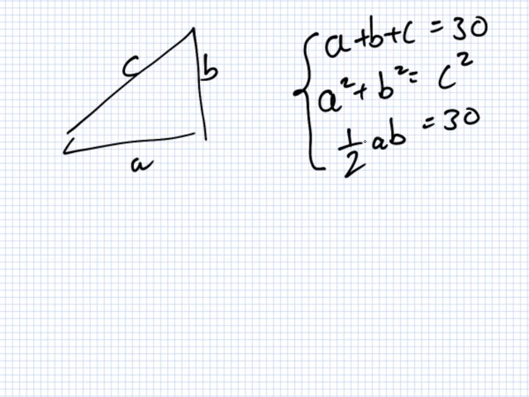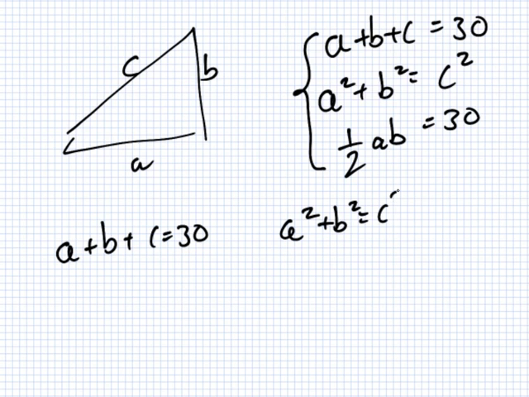The real problem is, how do we put these together? What would be the easiest way to put them together? So let's have a look. A plus B plus C equals 30. A squared plus B squared equals C squared. And AB equals 60. So we could change an A into a B or a B into an A.